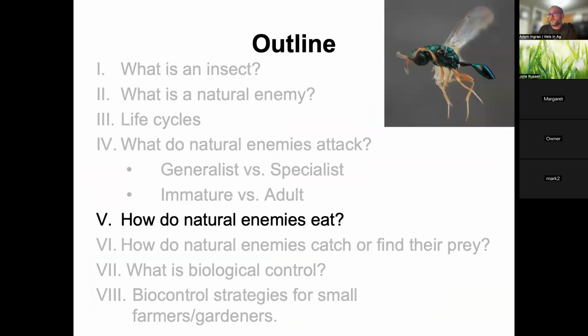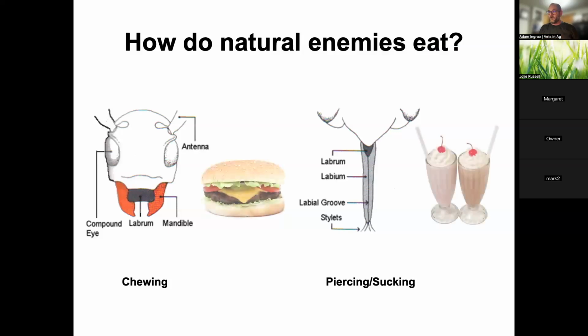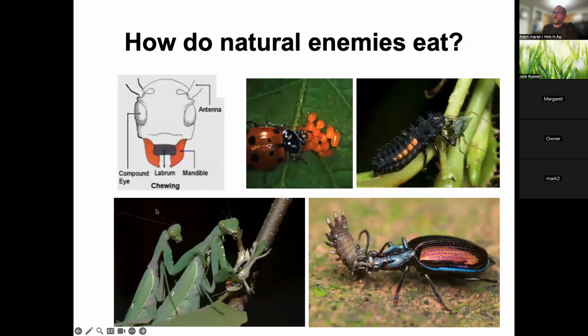Now, how do these natural enemies eat? There are two different ways that these organisms eat. Some of them have mandibles and are chewing organisms. Others are piercing, sucking organisms. The difference here is that with mandibles, you could chew up a hamburger. With piercing, sucking, you're not going to eat that hamburger. You're going to basically suck up fluids through something like a straw, and we call that a proboscis. So you can chew lots of big things here, but you can't chew those big things there. Let's look at some of the insects that employ these different types of mouth parts.